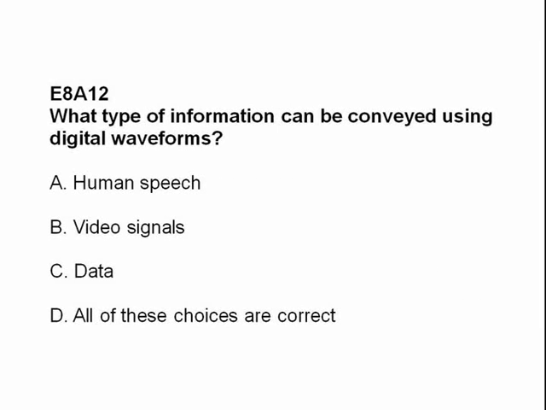What type of information can be conveyed using digital waveforms? A, human speech. B, video signals. C, data. Or D, all of these choices are correct. The answer is D, all of these choices are correct.